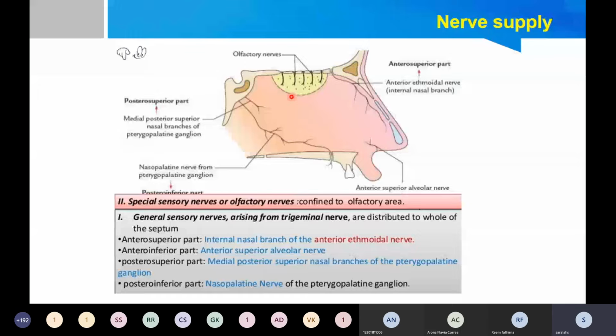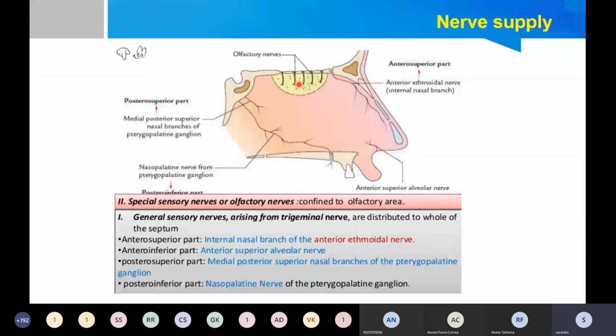So whatever you're seeing here, these are the olfactory nerves. There are many in number, and they carry the sensation of smell from the nasal cavity, and they pierce the cribriform plate of ethmoid. Because they pierce it, it is called the cribriform plate, because there are pores like a sieve. This is the cribriform plate of the ethmoid, this is the sphenoid bone, where the olfactory nerves carry the special sensation of smell.